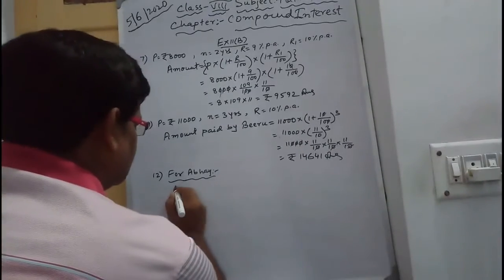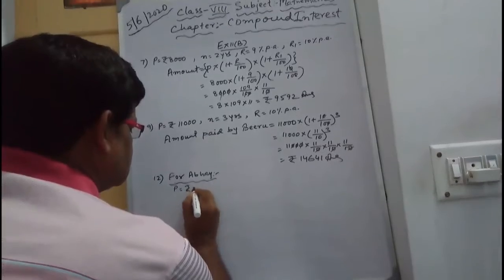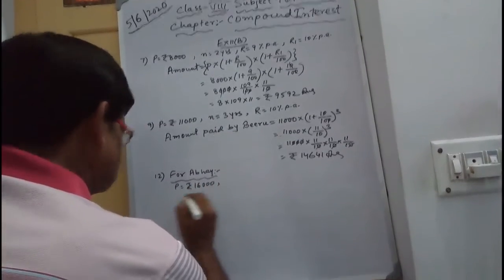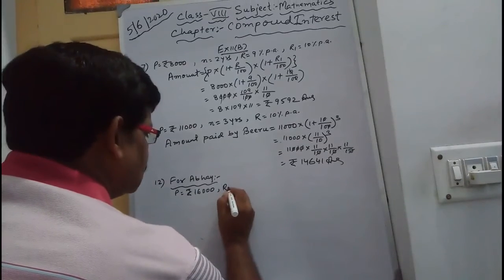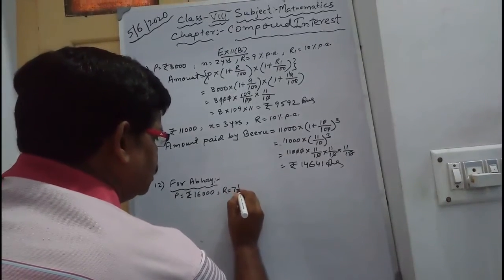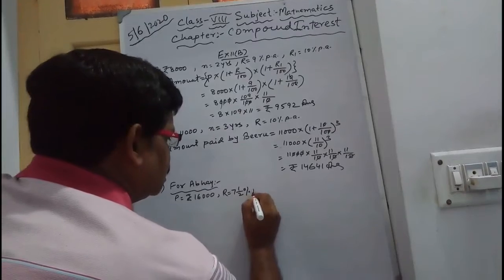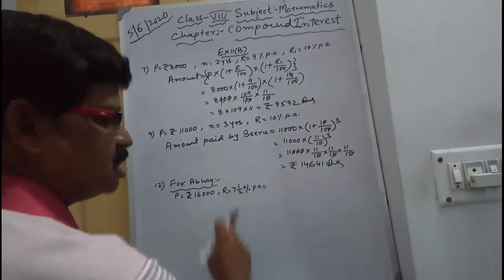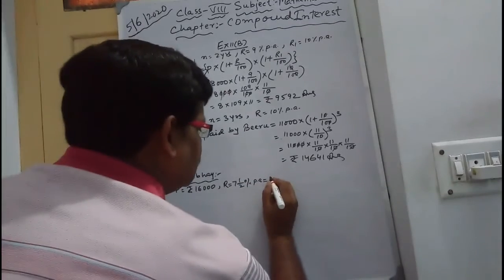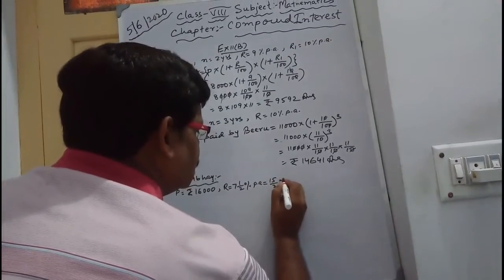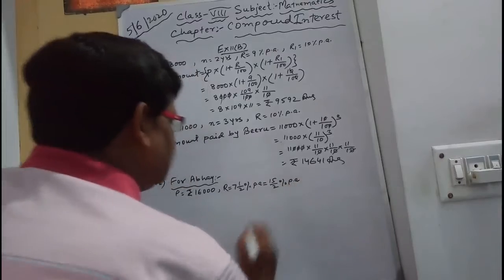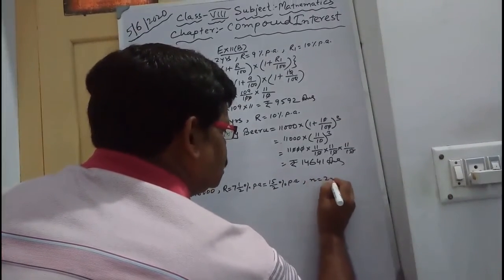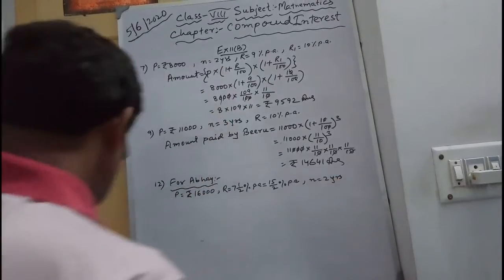P rupees 16,000. R 7.1/2% PA, change into improper fraction. 7 2 is 14 plus 1, 15. So 15/2% PA. N, that is time, equal to 2 years.